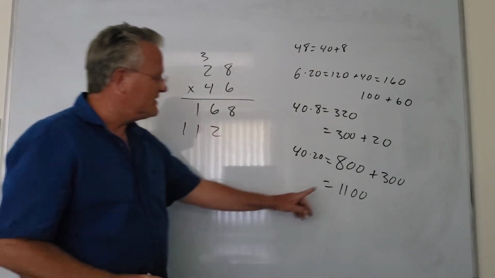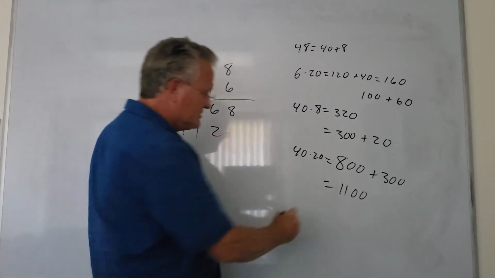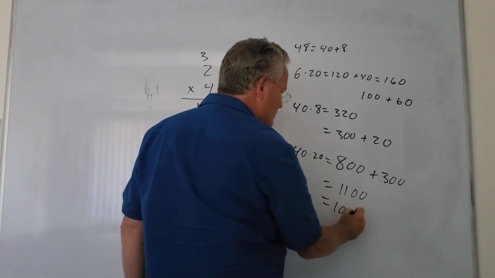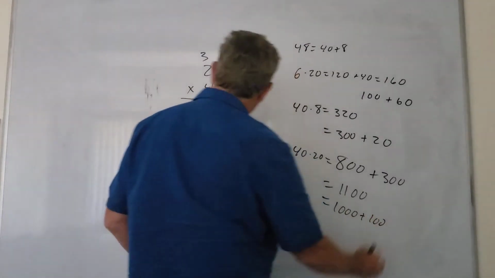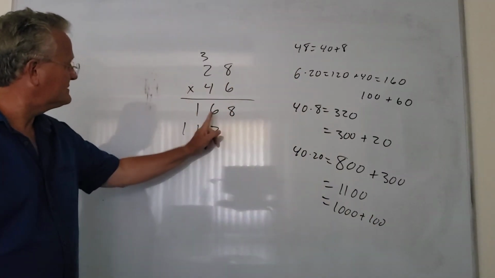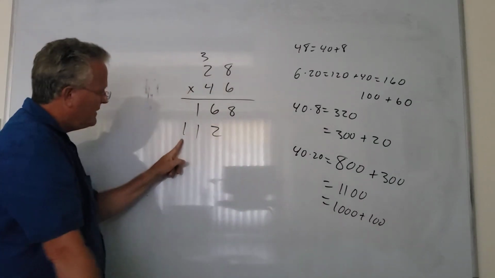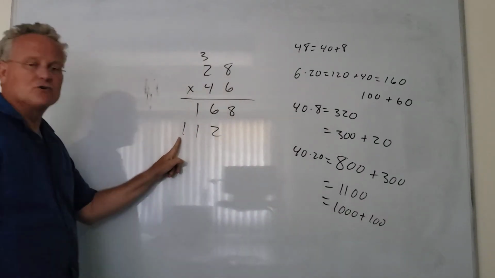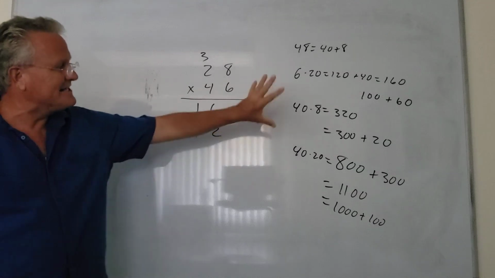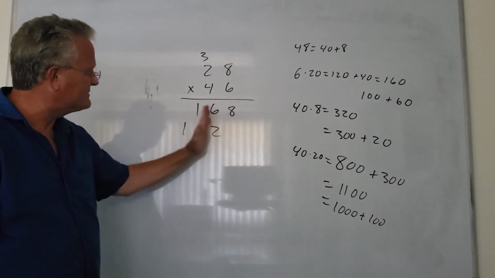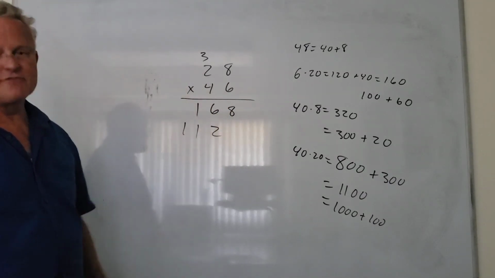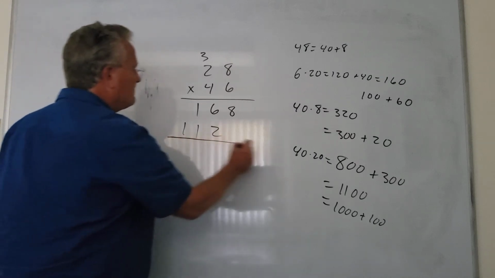But this is really 1100, which we could think of as 1000 plus 100. So this is the ones, tens, this is the hundreds. There's 1 hundred, and here there's 1 thousand. So this is the concept of what's going on and the reason why we indent after we multiply.